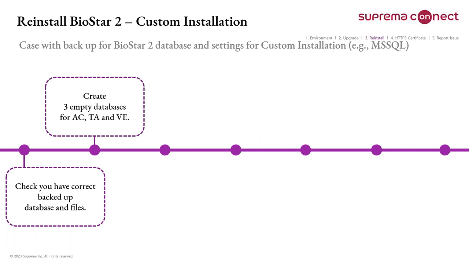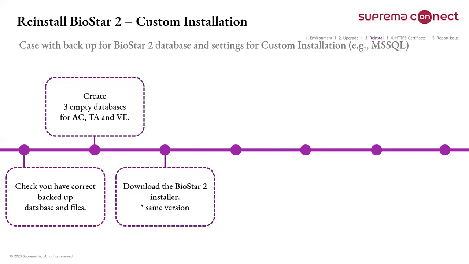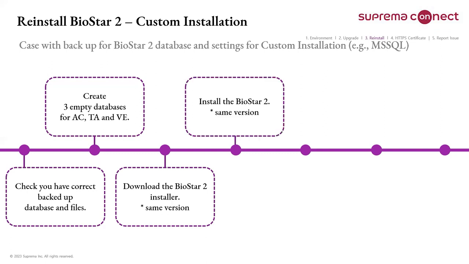Next, connect to the Database Management Studio and create 3 empty databases. This operation is the same as when installing BioStar 2 newly. Even if the existing database exists, you must create 3 new empty databases. Download the BioStar 2 installer. At this time, you must use the same version of BioStar 2 as the version in which the database you have is backed up. Next, run the downloaded installer to install BioStar 2.